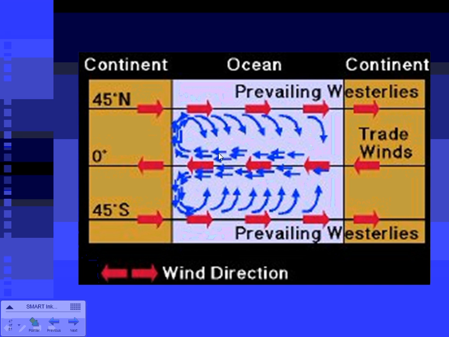And then if we look here at this picture, imagine this is, let's say, the Atlantic Ocean. And then we have North America over here, and we have Europe and Africa over here. So if you're in the northern hemisphere, here's the equator, that's 0 degrees. The trade winds are blowing to the left. And then when the winds and the water hit North America over here, it diverts the winds and the water and pushes it back as the prevailing westerlies in the direction of Europe.